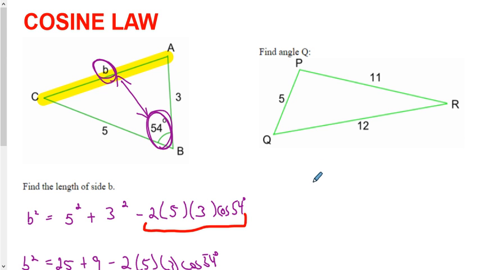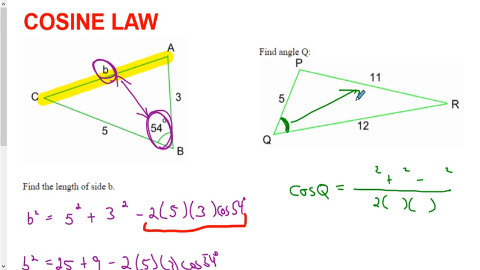I'm going to use the other version of cosine law because I'm finding an angle. I'm finding this angle right here, angle Q. So I'm going to say cosine of Q is equal to, now it's really important here that I put them in the correct order. I'm going to have a 2 on the bottom, and I'm going to have 2 of the sides squared here, and then I'm going to be subtracting 1 of the sides squared. Which one am I subtracting? Well, it's always going to be the side that's across from the angle you're trying to find. So the 11 has to go here. If you don't put the 11 there, it's not going to work out correctly.